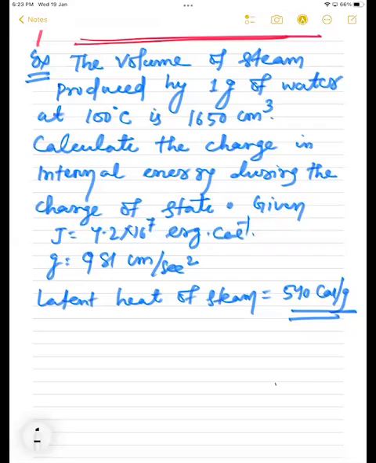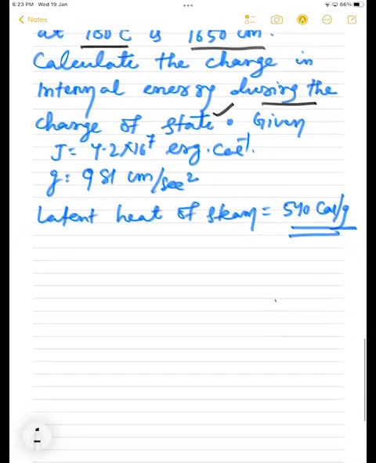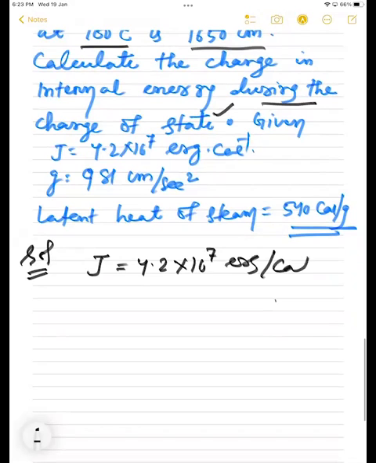The volume of a system provided by 1 gram of water at 100 degrees centigrade is this much, right? Calculate the change in internal energy during the change of state. That means this much of water will be converted to steam, correct? And students, let's go to the question. How much given? Joule's law of mechanical equivalent of heat, 4.2 into 10 to the 7 erg per calorie, right? Mass of water given how much? Mass of water, that is 1 gram, correct? And temperature of the water is how much? 100 degrees centigrade, right?